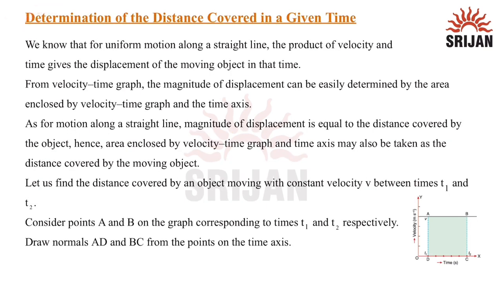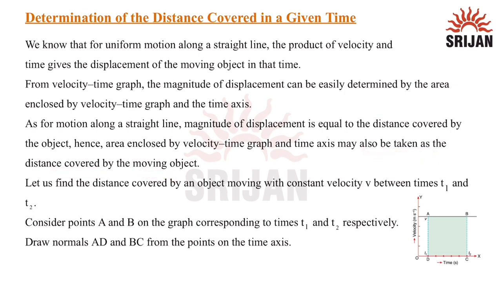Determination of distance covered in given time. So we know that for uniform motion along a straight line, the product of velocity and time gives displacement of the moving object in that time. Now, from velocity time graph, the magnitude of displacement can easily be determined by the area enclosed by the velocity time graph and the time axis. As for the motion along straight line, magnitude of displacement is equal to the distance covered by the object. Hence, the area enclosed by the velocity time graph and the time axis may also be taken as the distance covered by the moving object.